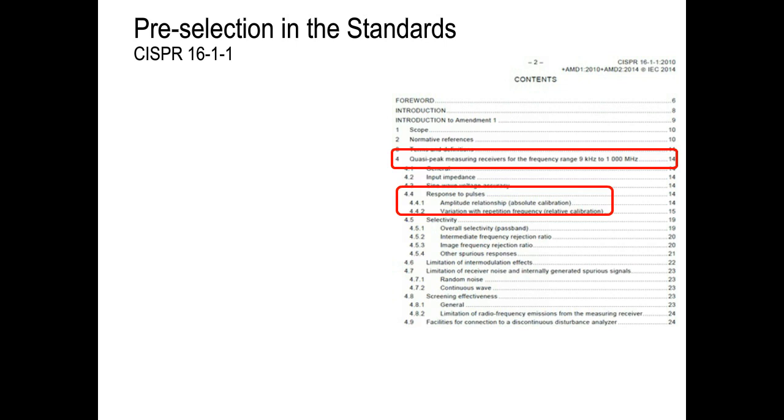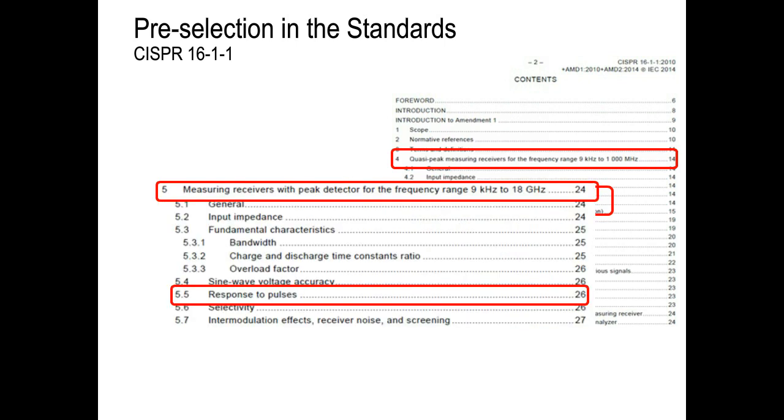Now for the MIL standard folks, you say, I don't care about the quasi-peak, I care about the peak. Well, section 5 is measuring receivers with peak detector for the frequency range of 9 kilohertz to 18 gigahertz. And section 5.5 is the response to pulses. For completeness, the average detector and RMS average detector are also covered in sections 6 and 7. So now that we see that CISPR has requirements on your ability to handle pulses, what is that?